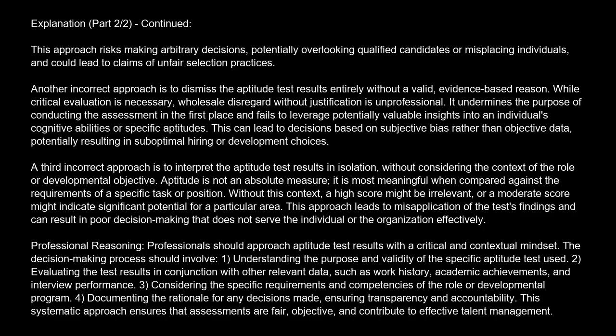Professional reasoning. Professionals should approach aptitude test results with a critical and contextual mindset. The decision-making process should involve: 1. Understanding the purpose and validity of the specific aptitude test used. 2. Evaluating the test results in conjunction with other relevant data, such as work history, academic achievements, and interview performance. 3. Considering the specific requirements and competencies of the role or developmental program. 4. Documenting the rationale for any decisions made, ensuring transparency and accountability. This systematic approach ensures that assessments are fair, objective, and contribute to effective talent management.